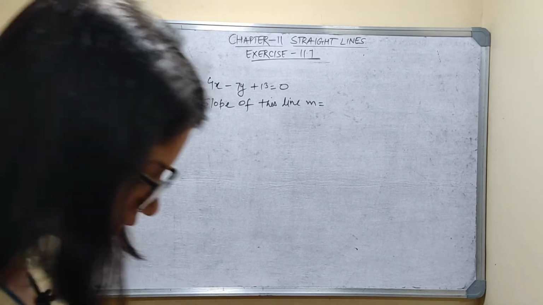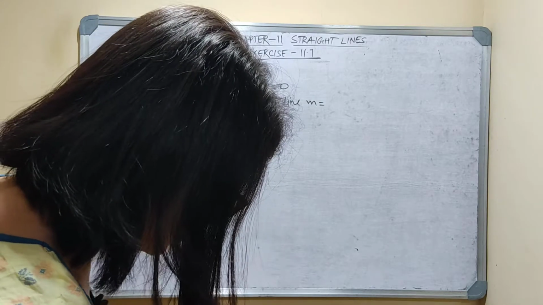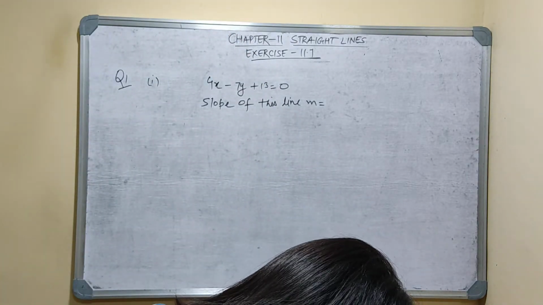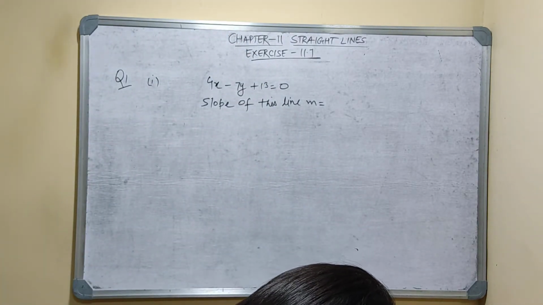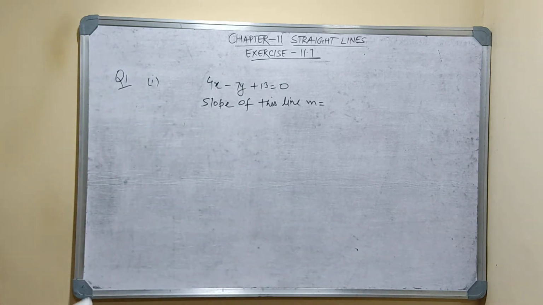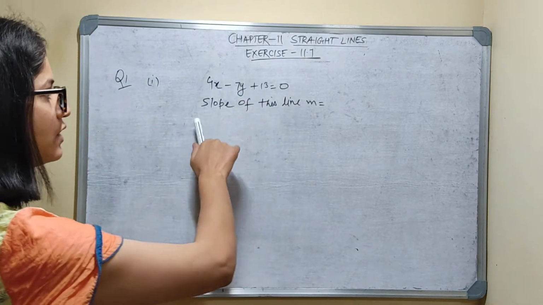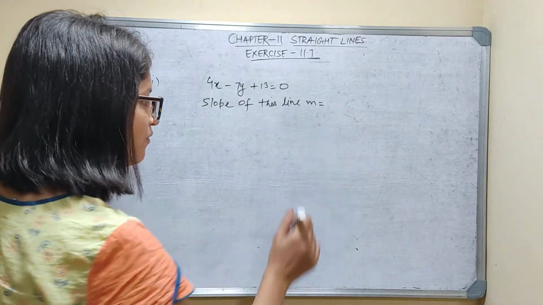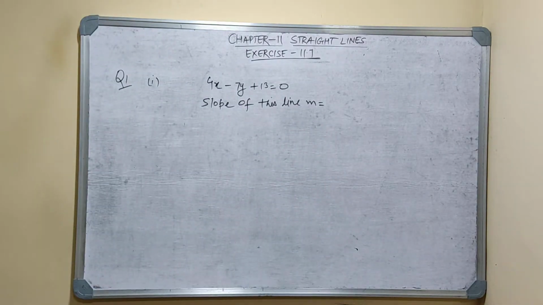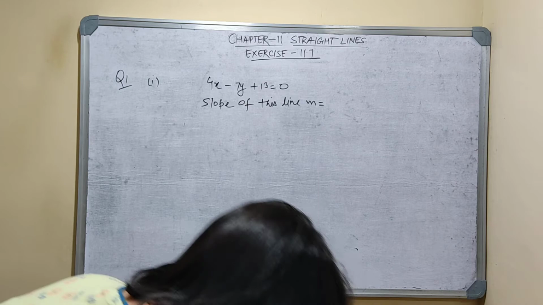Question number first, first part. Write the equation of the line through origin and parallel to this line. So how will we do it? This line is given. You will find the slope of this line, and it will be minus coefficient of x upon coefficient of y.